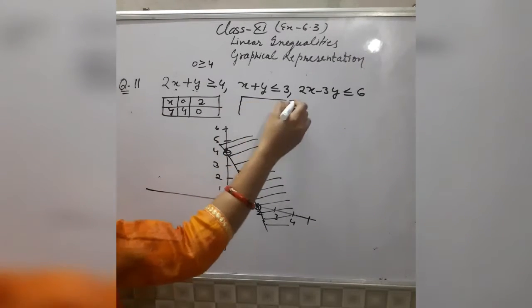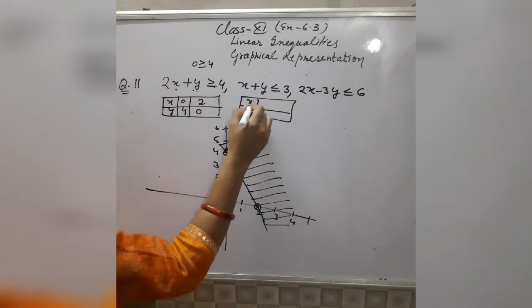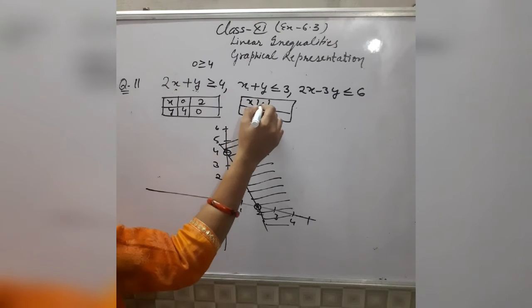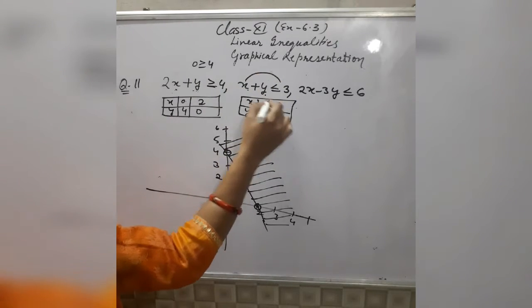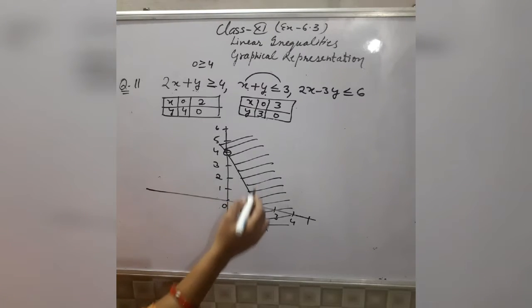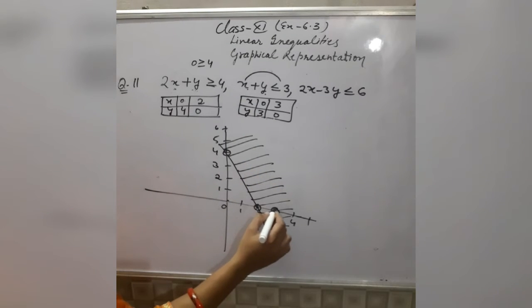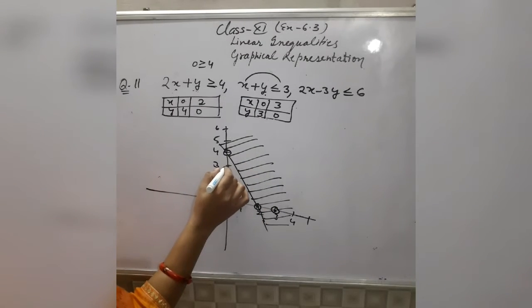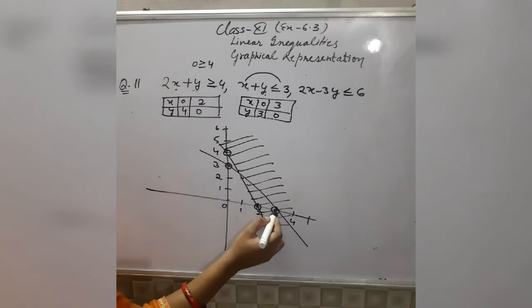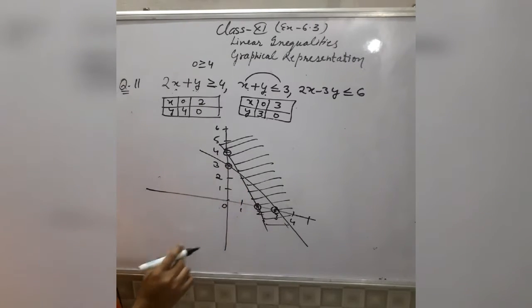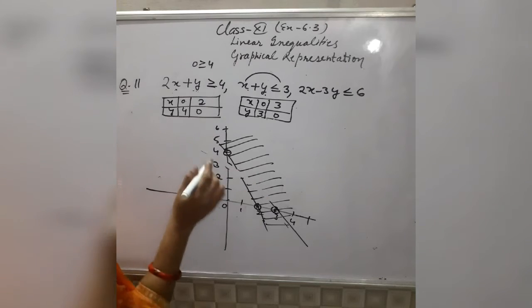Firstly we will make a table, means we will find 2 points. If you are taking x equal to 0, the value of y is 3. If the value of y is 0, then x will be 3. So plot these 2 points. This is x 3 and y 0. This is x 0 and y 3. And when you join these 2 points by a straight line, this is the graph. This line is straight.